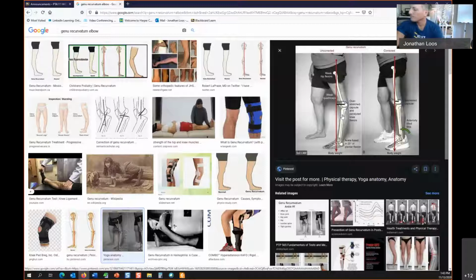So that's number 10. And I think that's going to be it. We're going to hold off on 11 because we're going to talk about it with the ankle.